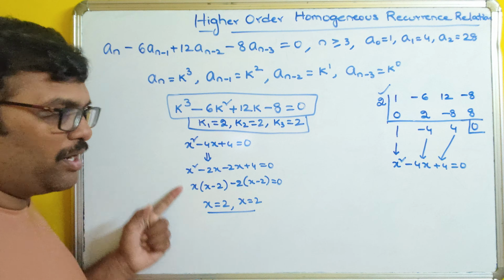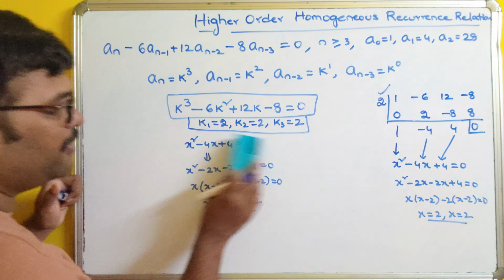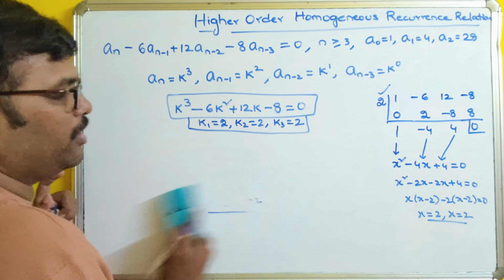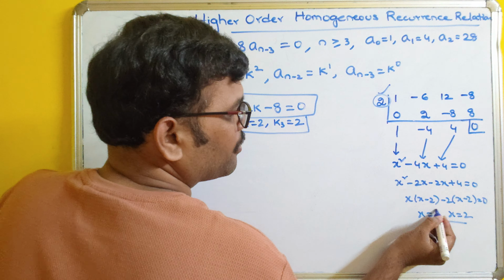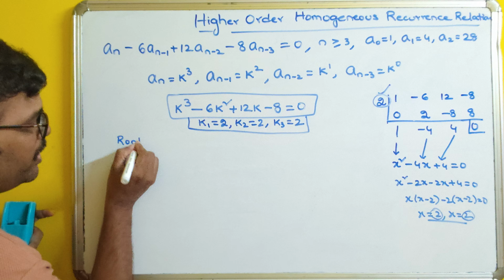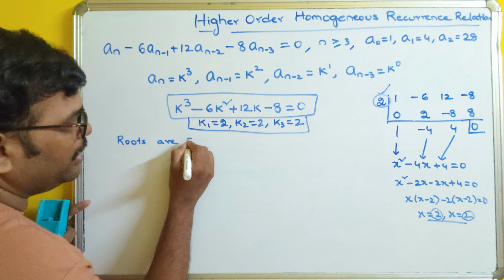So I'm erasing this one. Hope you understood how you can get the equation. I'll write it here, and if you are having any confusion, you can refer to this. So I'm taking x as common, x minus 2 and x minus 2 equal to 0. So x equal to 2 and x equal to 2. So obviously these are k1, k2, k3. If all are equal, we can say the roots are equal.